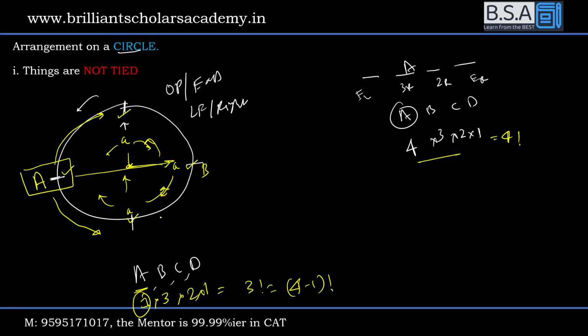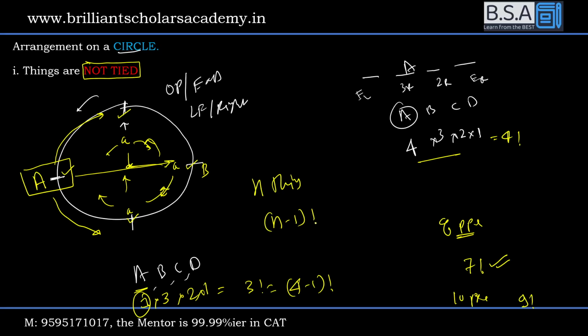These are people being arranged, so they are not tied. If someone says I want to arrange 8 people on a circle, your answer will be 7 factorial. Done. If someone says we want to arrange 10 people on a circle, equally spaced, same chairs, your answer will be 9 factorial. N things, n minus 1 factorial.